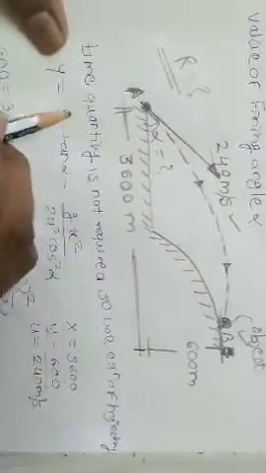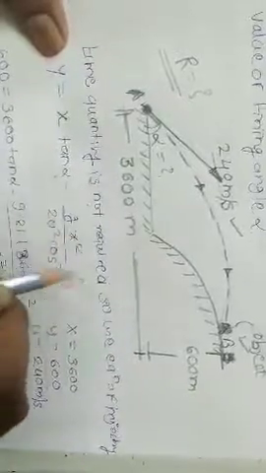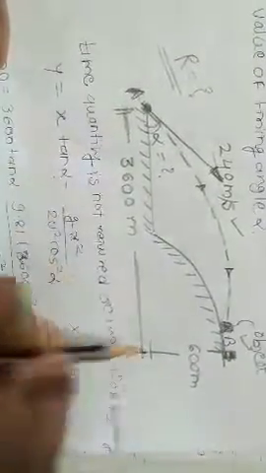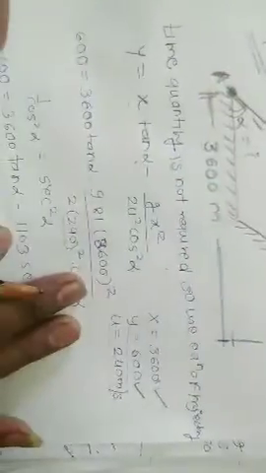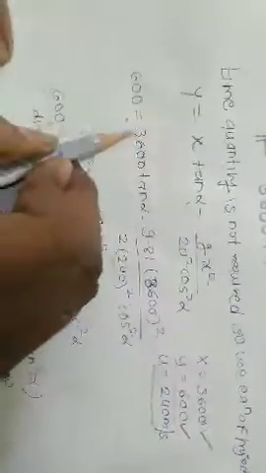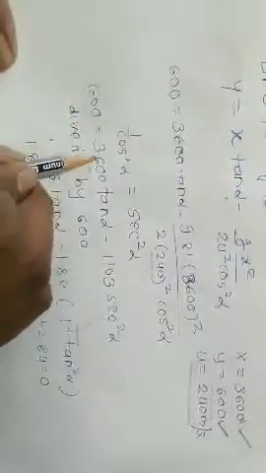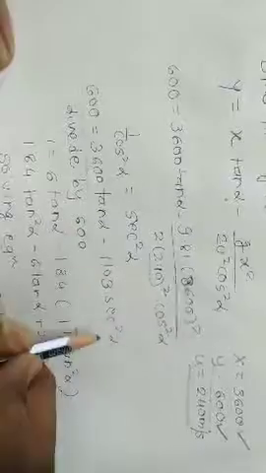So we'll use the equation y is equal to x tan alpha minus g x square upon 2 u square cos square alpha, where y is the vertical distance between the 2 points, equal to 600, and x is the horizontal distance between the 2 points, equal to 3600. Initial u is given, equal to 240 meters per second. We'll substitute these values in the equation. We can simplify this by substituting 1 by cos square alpha equal to sec square alpha.